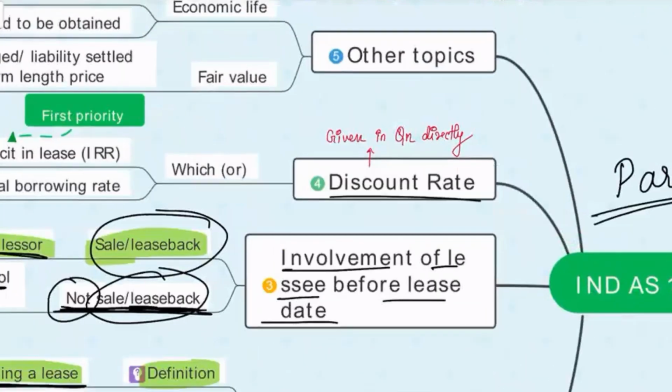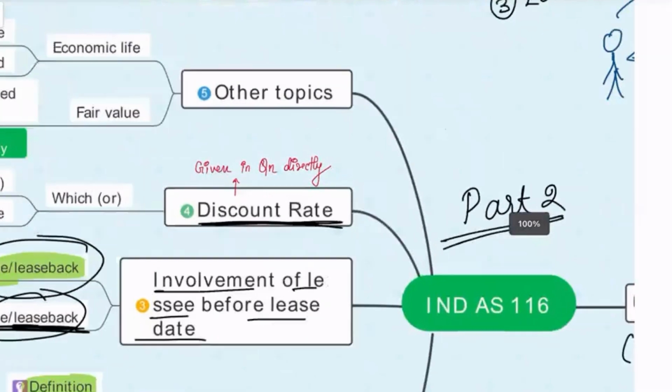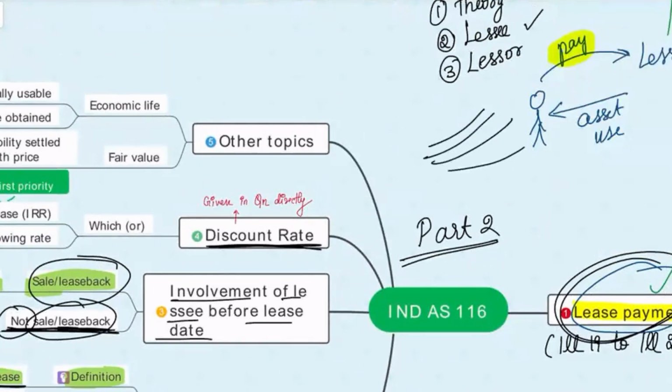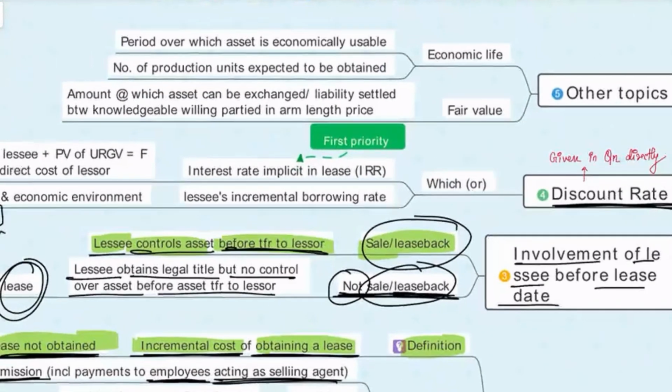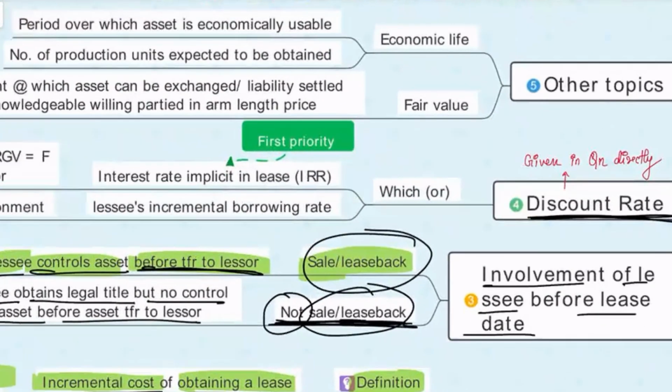Now let's talk about discount rate. When are we going to use this discount rate? When we have to pull down all the lease payments which are going to happen in the future to the present value, we pull them using a discount rate. In the question there can be two discount rates given. One is the interest rate implicit in the lease, which is also known as IRR. The other is the lessee's incremental borrowing rate. Let me explain what this is.